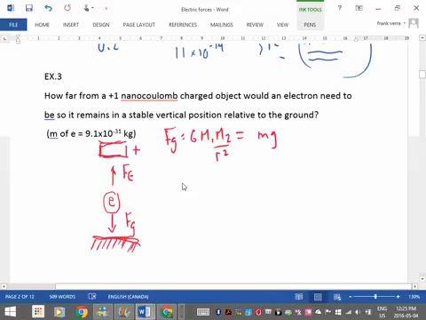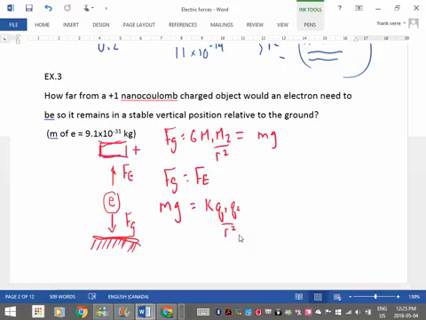So we know Fg equals Fe. Fg is mg, and Fe is K Q1 Q2 over R squared, right? We can now set them equal to each other. We're looking for R, so R has to be K Q1 Q2 over mg, and then the square root of that.